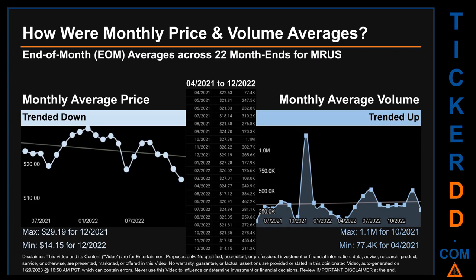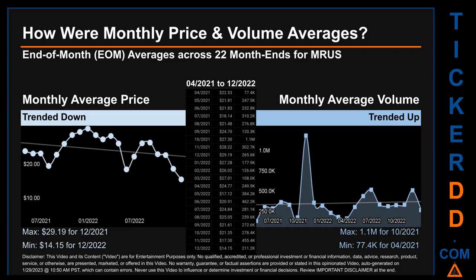How were price and volume averages for MRUS? Across 449 trading days, there were a total of 22 month ends, of which monthly averages for daily price and volume were calculated. Overall, monthly price average trended down while monthly volume average trended up.